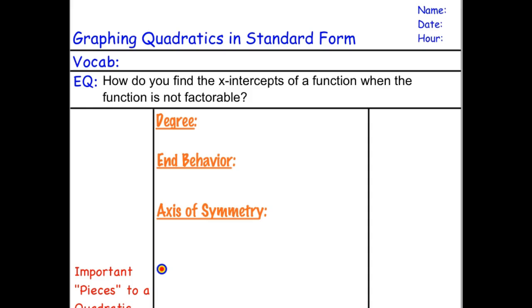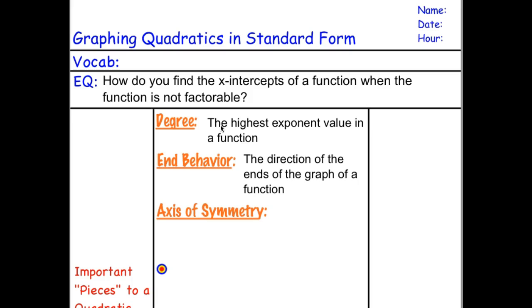So first of all, we need to go through some vocabulary. We need to know what degree is. Degree is the highest exponent value in a function. In terms of this unit, all of ours will be a degree of 2. And behavior, the direction of the ends of the graph of a function. So we learned this in Unit 4. If it's a positive function, it's happy, it's opening up. If it's negative, it's sad, it's going down.